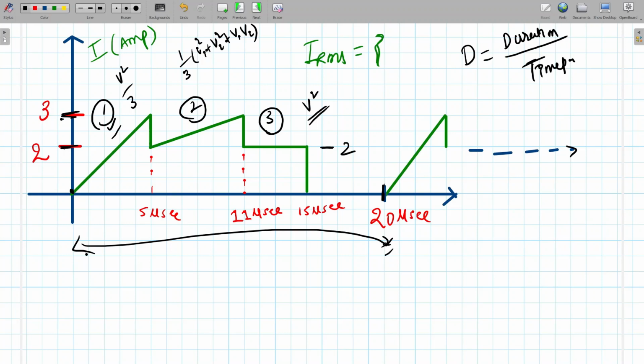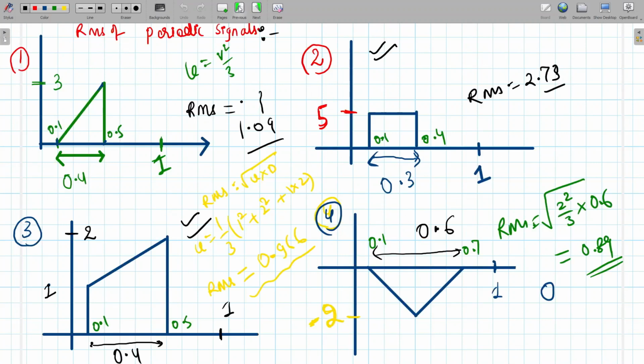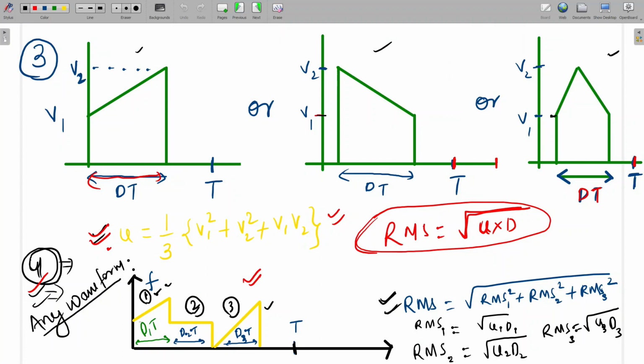No, it's incorrect. You should apply that rule. Already I have told you, for different waveforms you can calculate the RMS. Then what will be the final RMS? The final RMS will be the square root of RMS 1 whole square plus RMS 2 whole square plus RMS 3 whole square.